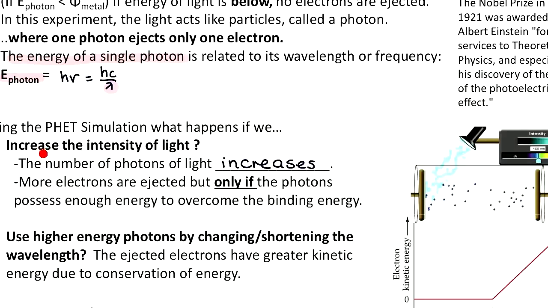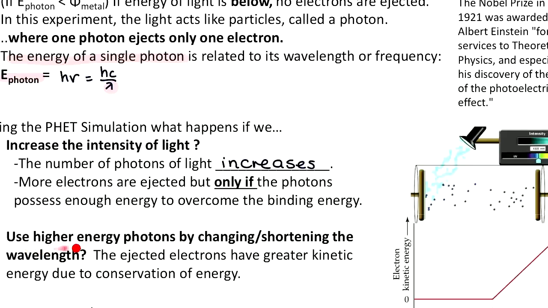What happens when we increase that intensity of light? What we saw is that the number of photons of light increases, thus ejecting more electrons from the surface, but only if those photons had enough energy to begin with. If there wasn't enough energy of those photons, like if we used low energy red light, changing the intensity did nothing. It's only if we were already above the work function of that metal.